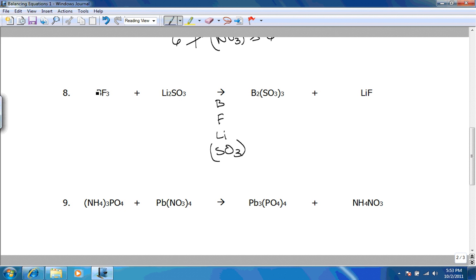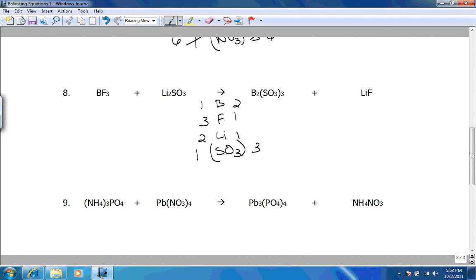So, boron, we have 1 here. We have 2 on the right. Fluorine, we have 3 on the left and 1 on the right. Lithium, we have 2 and 1. And sulfites, we have 1 and 3.